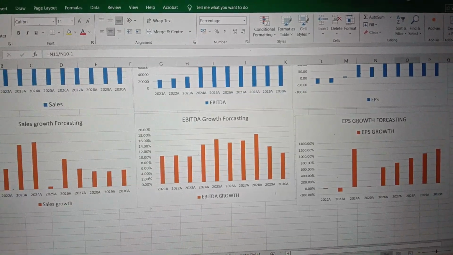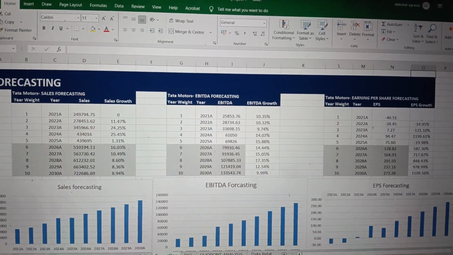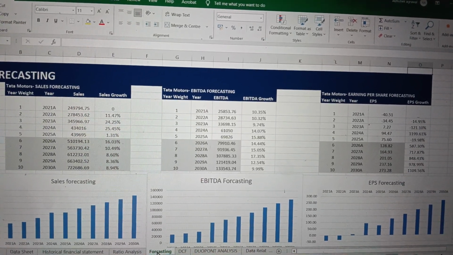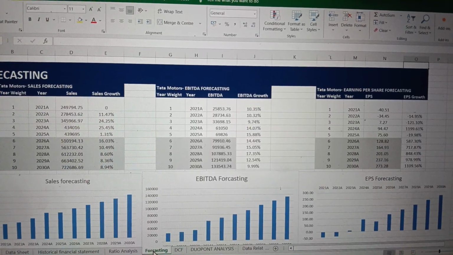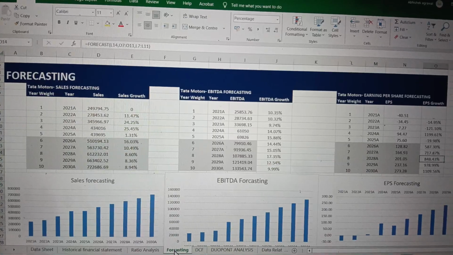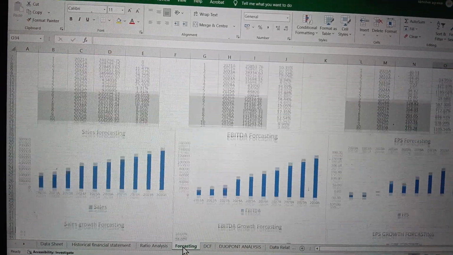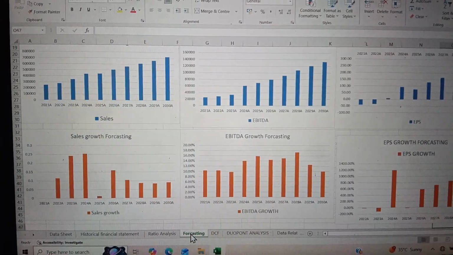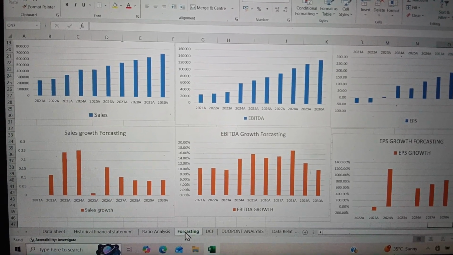Next, we are moving to the forecasting model. In this model, we can see that we have performed the sales forecasting for the company from 2021 to 2030, the same as EBITDA forecasting and earning per share. We can see the graph of sales forecasting is increasing year by year according to my analysis, and EBITDA also, and in EPS forecasting. As we can see, every year the growth rate increases and sometimes decreases also.